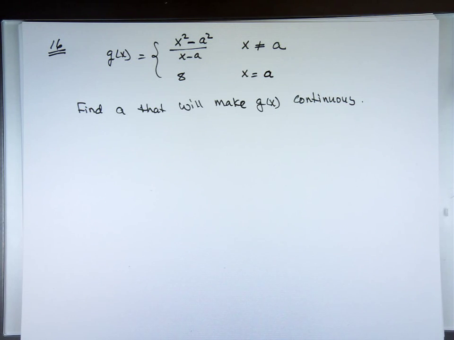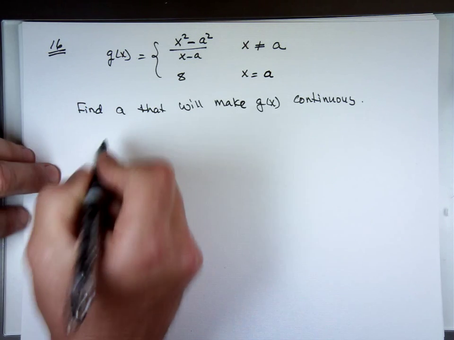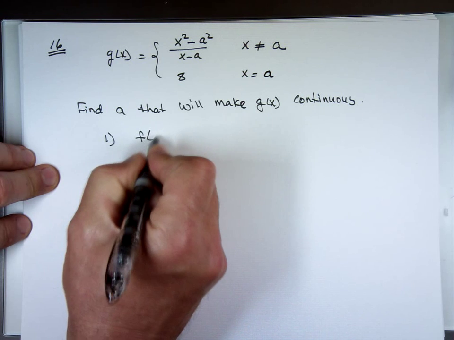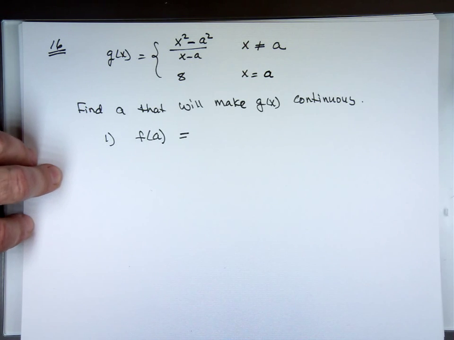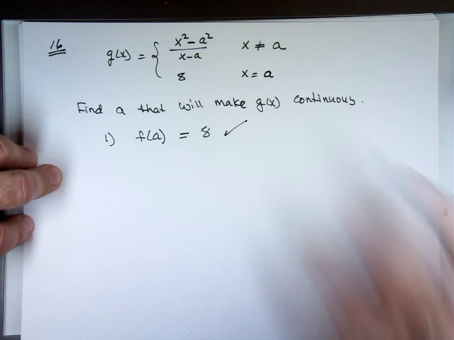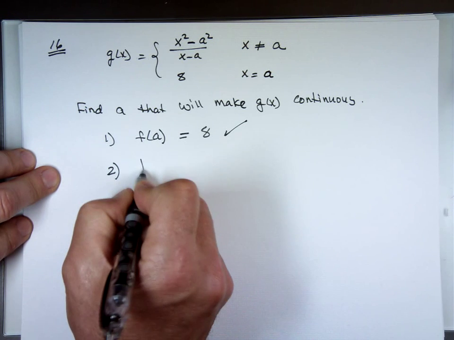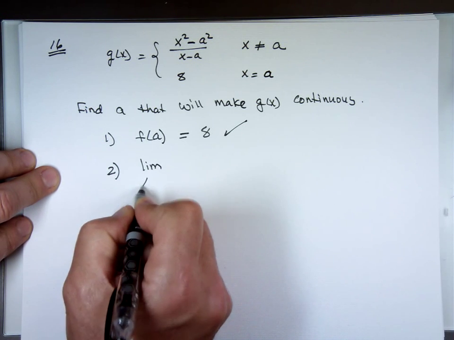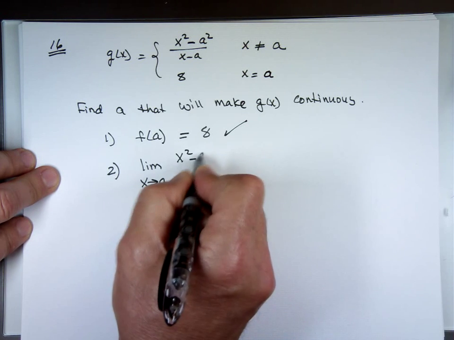Again, you must have a limit. The function must be defined. The first step, what is f of a? When x equals a, what's the value of that? 8. Is this defined? Yes. Step number 2, or condition number 2, what's the limit as x approaches a of x squared minus a squared over x minus a?